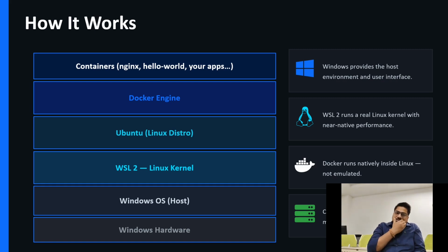Now how does it work? There is a container. In that particular container, hello world, your apps, nginx, everything is installed. Now it is connected with the Docker engine. Now Docker engine is running in the Ubuntu environment. That Ubuntu environment is running on WSL2, the Windows Subsystem for Linux, in the Linux kernel. Okay, Docker runs natively inside Linux. Now everything is running on the Windows host, on Windows hardware. So containers share the Linux kernel, making them lightweight.